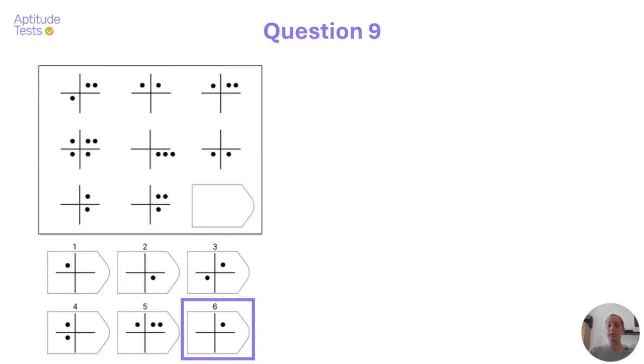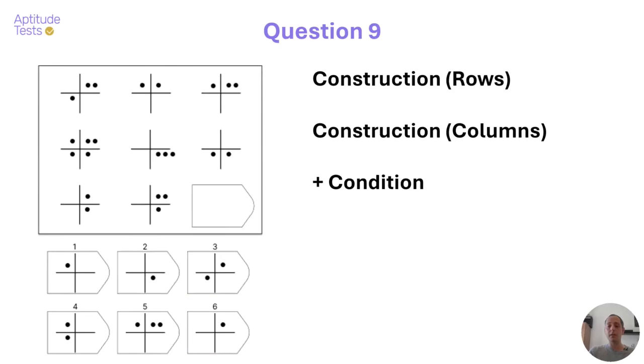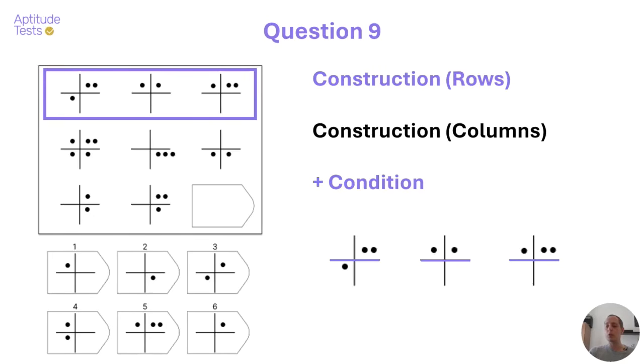Right, so the correct answer here is answer number 6. In this case, we have construction patterns and we have a condition, which makes this particular question extra challenging. Let's try and dissect this question into its components and solve them one at a time. Okay, so we're going to start with the rows, and the rows take into account only the horizontal line.